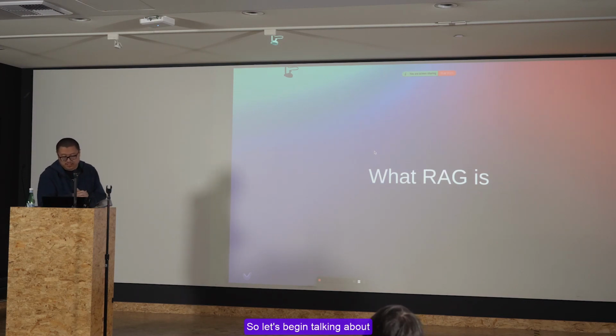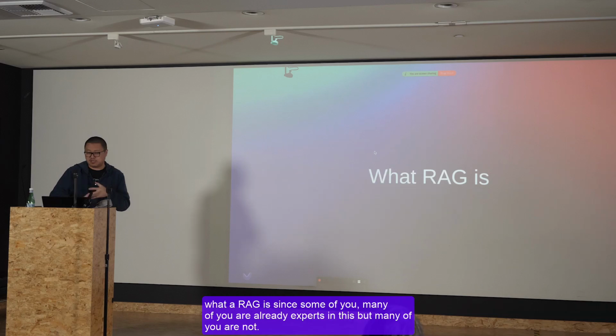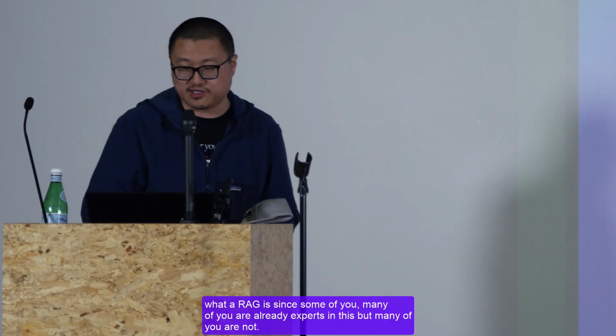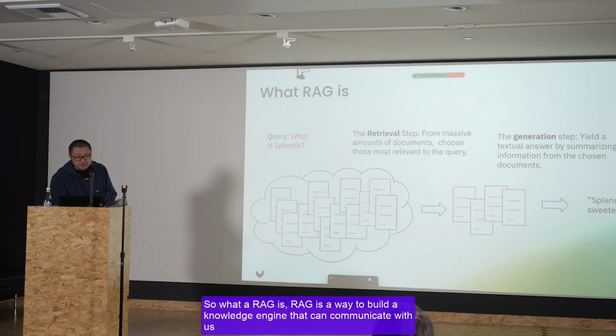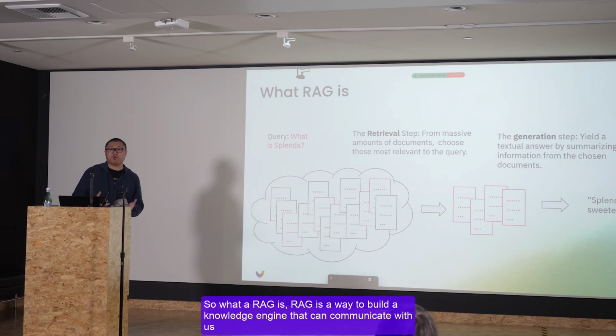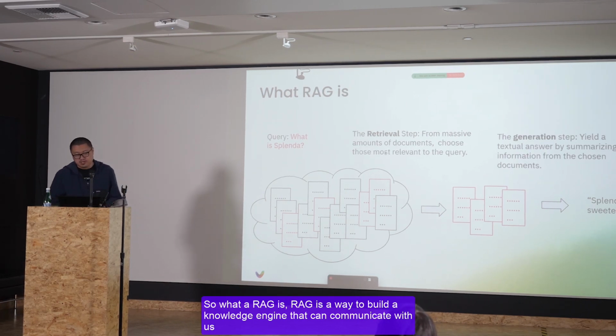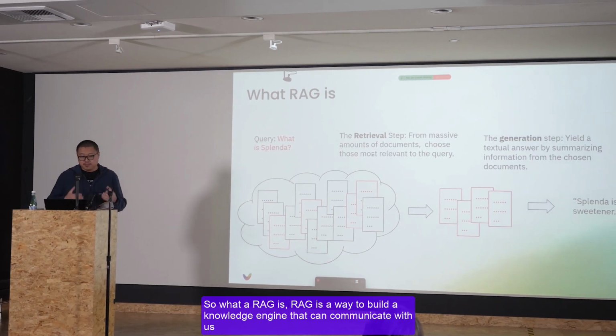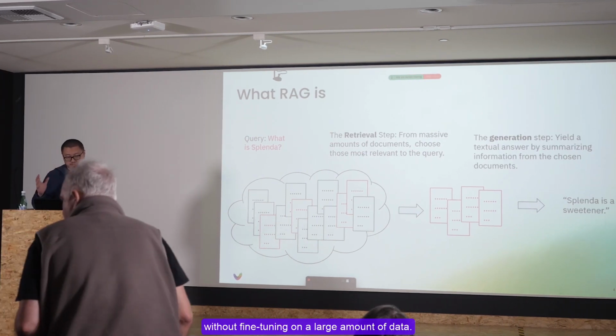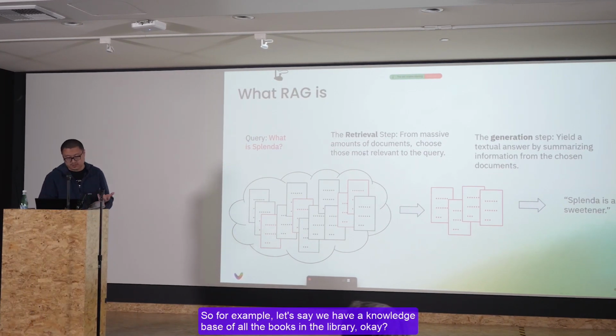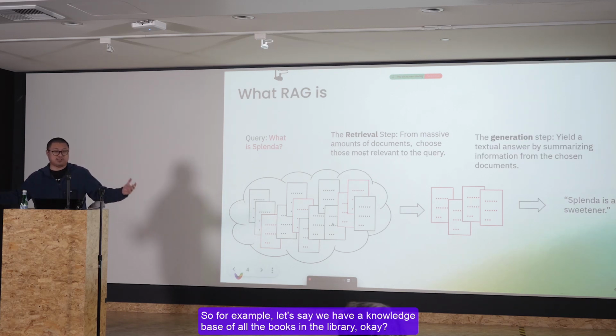Let's begin talking about what a RAG is, since many of you are already expert in this domain, but many of you are not. RAG is a way to build a knowledge engine that can communicate with us without fine tuning on a large amount of data. For example, let's say we have a knowledge base of all the books in the library.